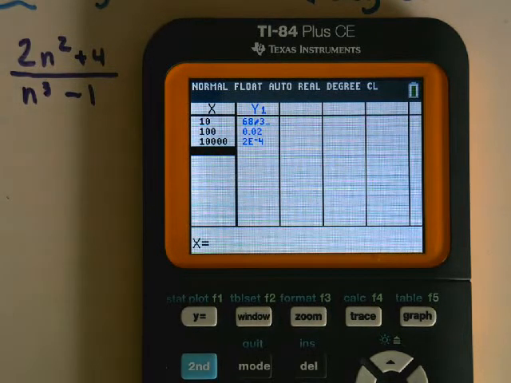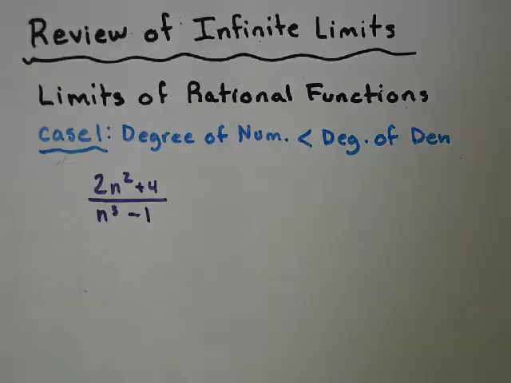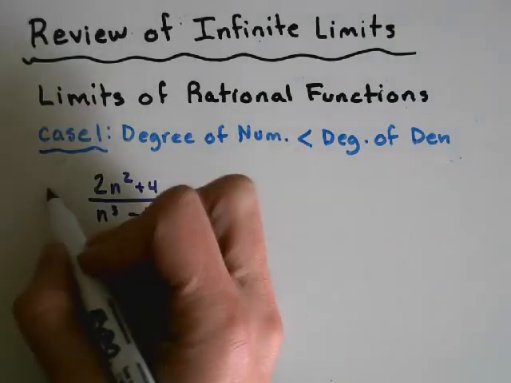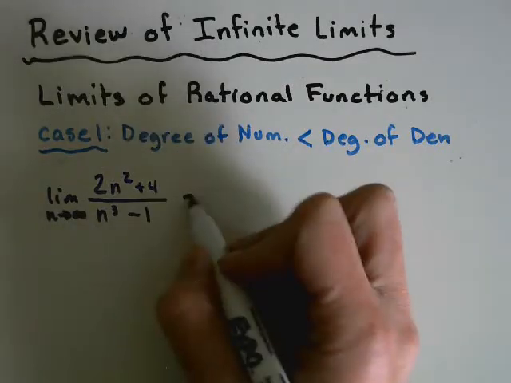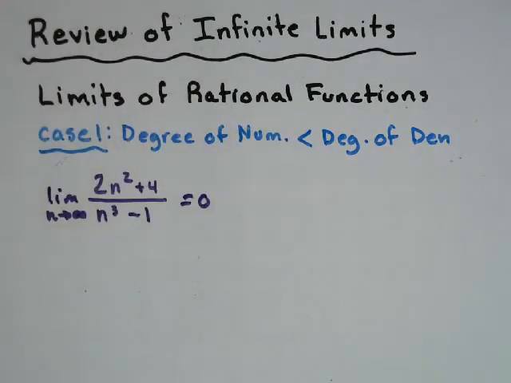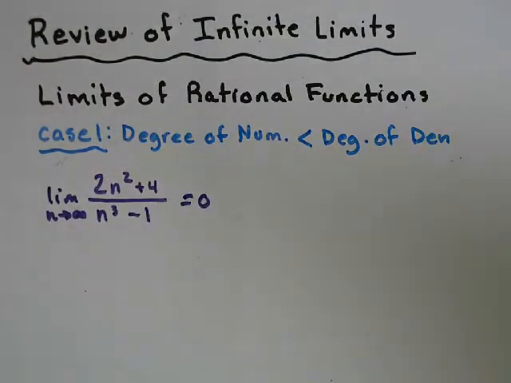So what's happening is these numbers get bigger and bigger, but the outputs are getting smaller and smaller. If the degree is bigger on the bottom, the denominator is going to grow faster and faster, so it's going to go to 0. So the limit as n goes to infinity of this is going to be 0, and that's always going to be the case if the degree is smaller on the top than it is on the bottom.